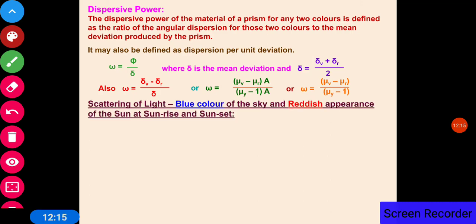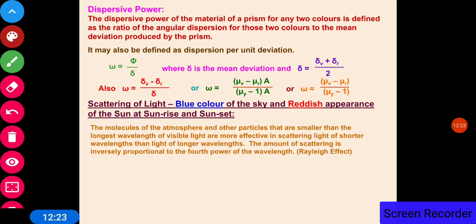Now scattering of light, the blue color of the sky and the reddish appearance of the sun at sunrise and sunset. So let us explain this. Why is the color of the sky blue, and why does the sun appear red during sunrise and sunset? This is because of the scattering of the light. Now we know that in the atmosphere there are molecules. If the size of the molecules is comparable to the wavelength of the light, then the light is scattered.